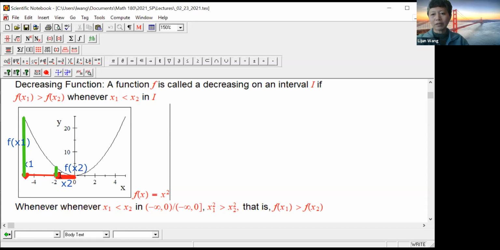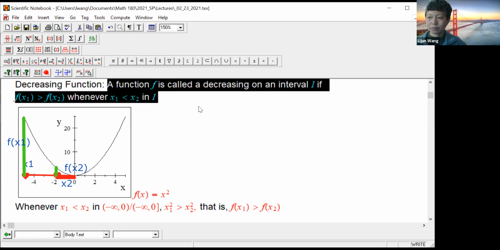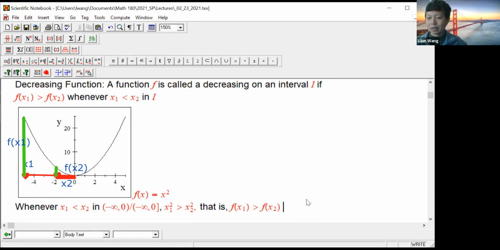Otherwise, you fall into the trap of using anecdotes to prove a general case. You cannot do that. You have to use this wording. You guys follow me? Whenever input 1 is smaller than input 2, the output for input 1 will be larger than the output for input 2. That's what it's saying, and I'm quoting the definition. It fits the definition.